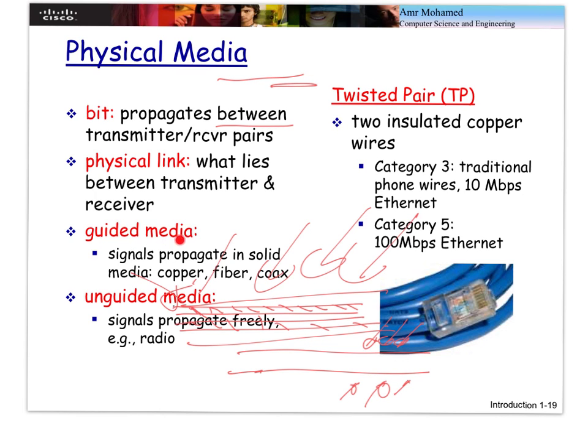So for guided media, we talk about twisted pair. By twisted pair, we mean that we use copper wires to send the signals. For this, we have two types of twisted pair. Of course, there are more than two types, but there are two types in this slide. Cat3 refers to the telephone wires, the wires that we use for telephone lines.